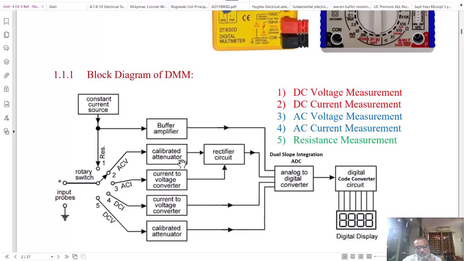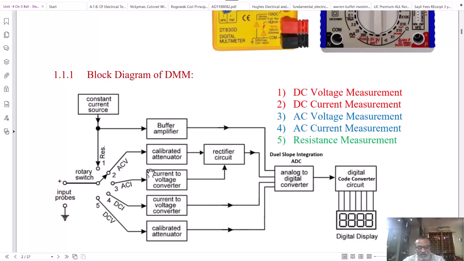Here there are some blocks like the calibrated attenuator shown. This calibrated attenuator is basically providing you the multiple ranges for measurement. For example, here in AC voltage measurement, there is a block, the calibrated attenuator. This calibrated attenuator provides you the ranges of AC voltage, for example, 200 millivolt, 2000 millivolt, 2 volt, 20 volt, and so on.